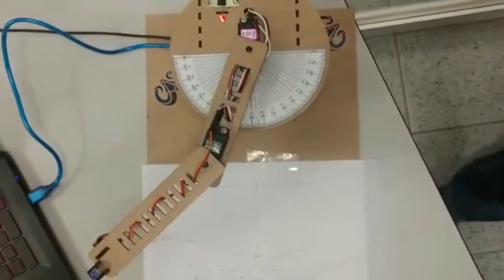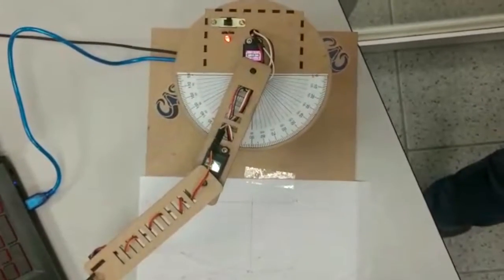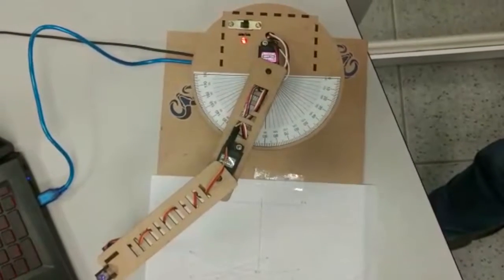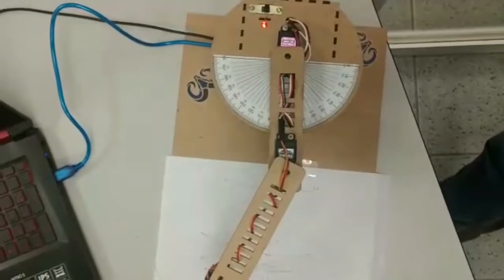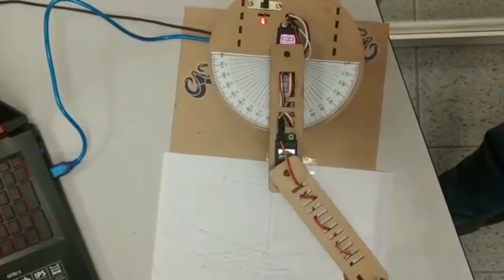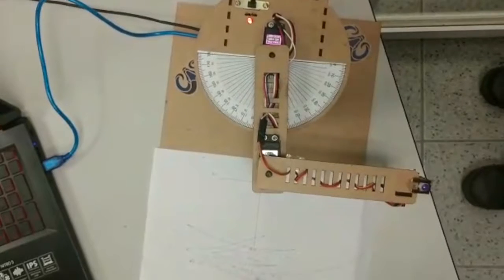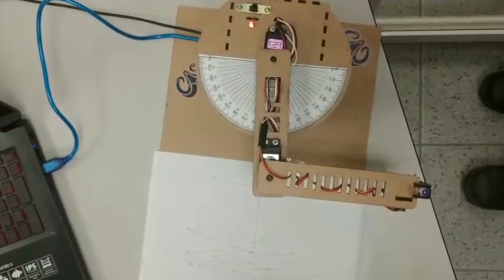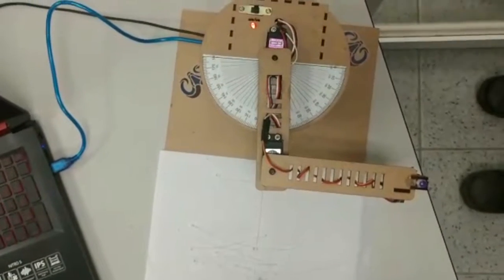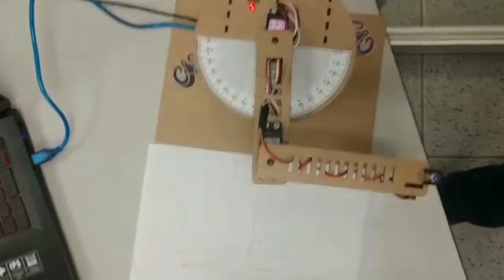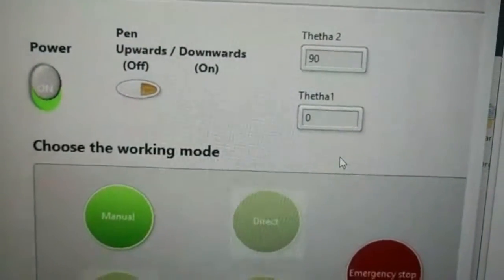So the next pair of angles will be theta 1 0 degrees and theta 2 90 degrees. So we can see now the error is 5 degrees, and in the HMI we can see the pair of angles.